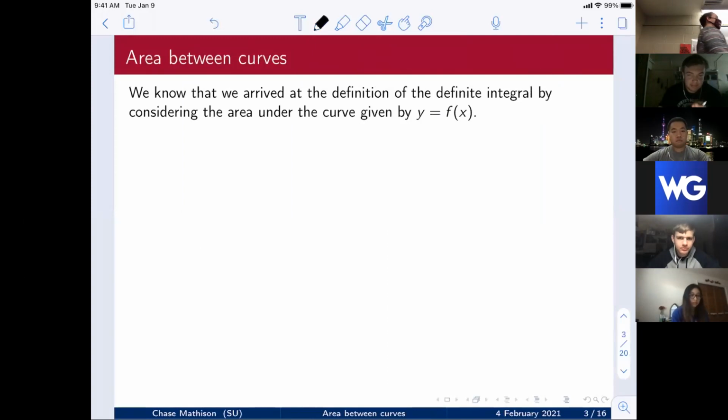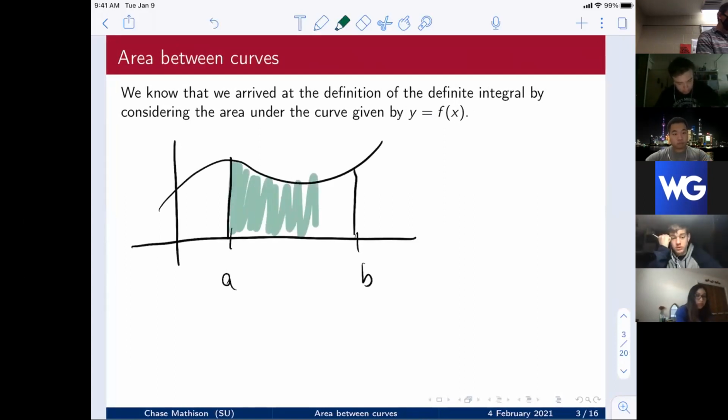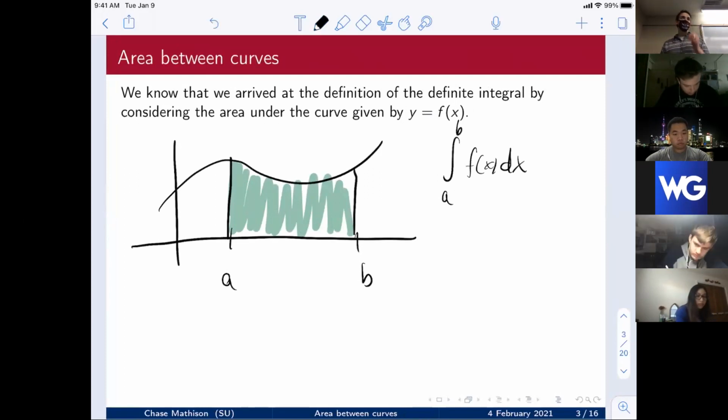So today we're going to talk about the area between curves. We know that we arrived at that definition of the definite integral by looking at the area under a smooth curve, right? We looked at this drawing about 1,000 times, where we want to find this area. That is, by definition, the integral from a to b of f of x with respect to x, right?